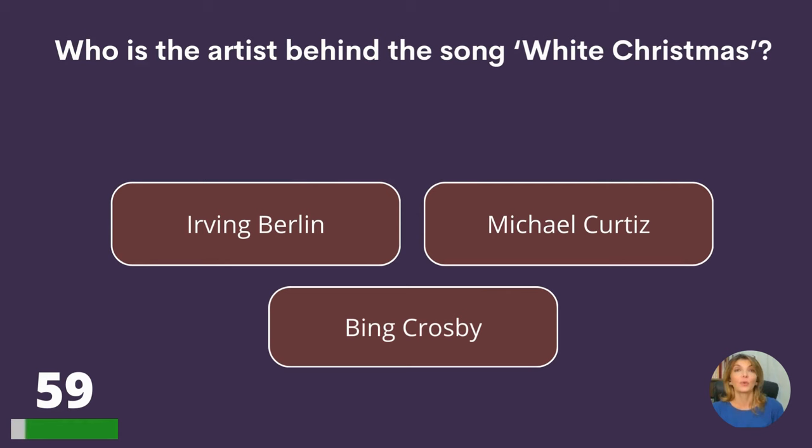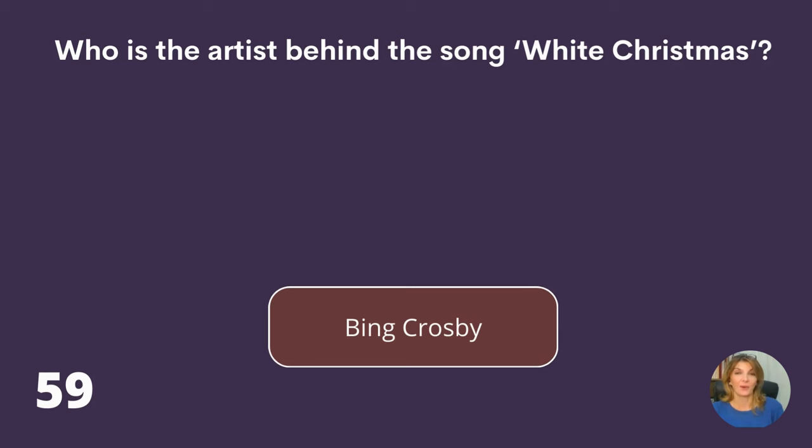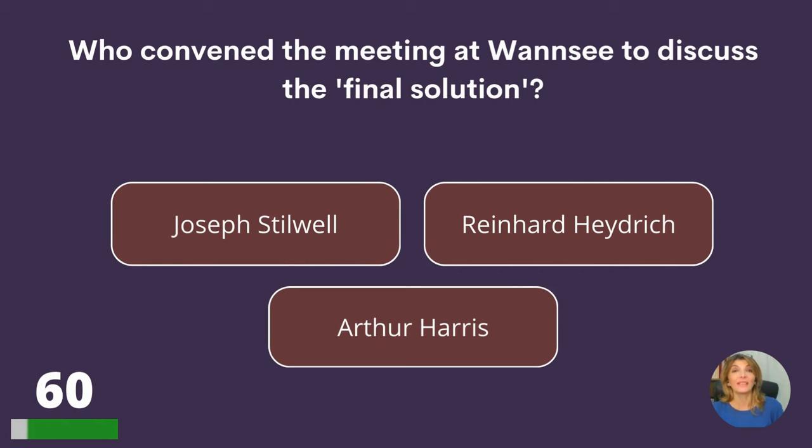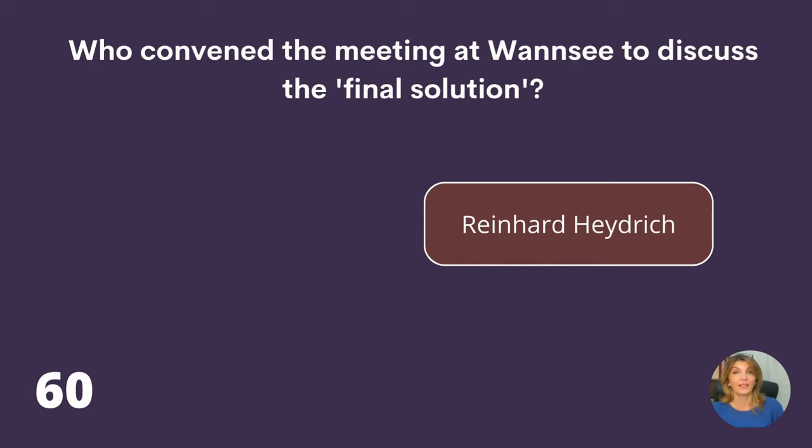Who is the artist behind the song White Christmas? Irving Berlin, Michael Curtis, or Bing Crosby? Bing Crosby. Who convened the meeting at Wannsee to discuss the final solution? Joseph Stilwell, Reinhard Heydrich, or Arthur Harris? Reinhard Heydrich.